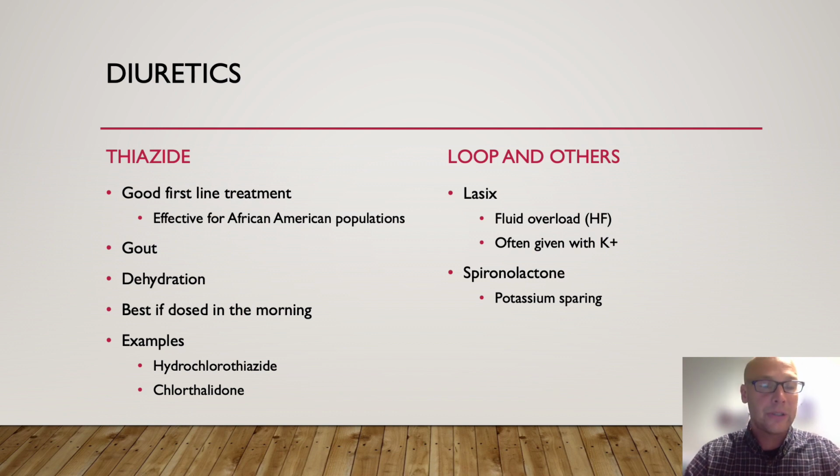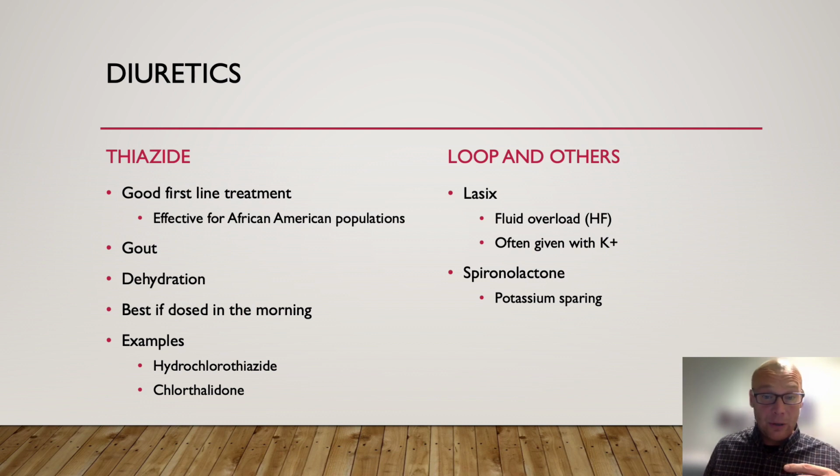Chlorothiazide, that's another one you'll see. It's a little bit more potent, longer acting. These are not the best patients or best medications to use with patients with gout because it can cause flares. It is a diuretic, so it can cause dehydration. So they do lose electrolytes with this. Best dosed in the morning, not at night.